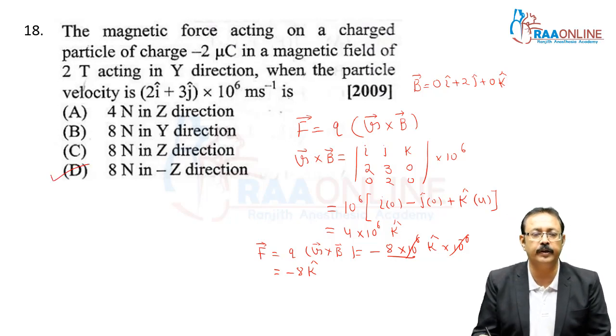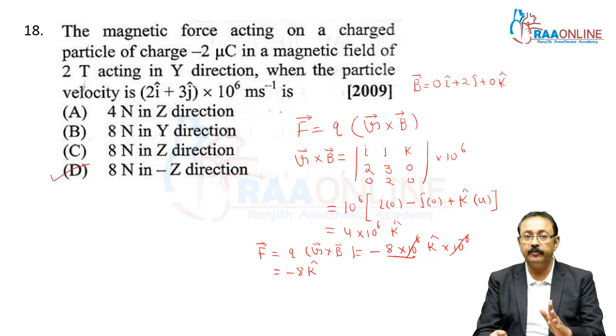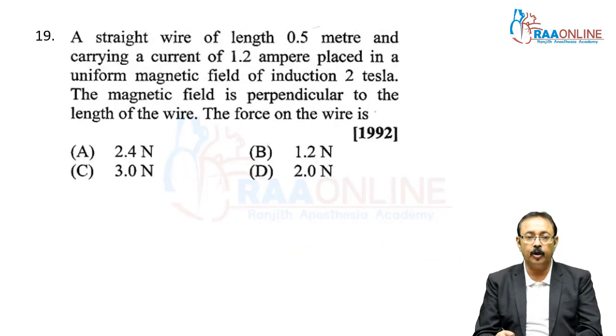So we will go with D. So we have to take care of direction because both options were present there. 8 Newton in Z, 8 Newton in minus Z, 8 Newton in Y. 3 options were there.